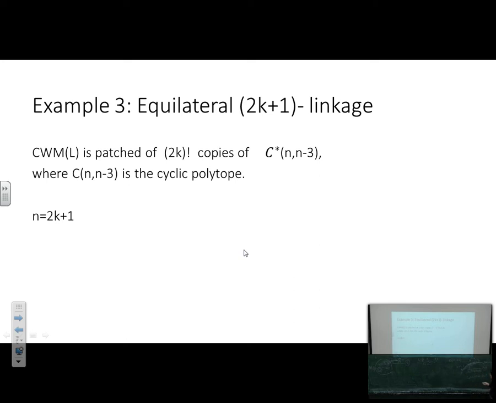It's not that difficult to prove. The claim is that if I take an equilateral linkage with an odd number of edges, then all the cells of maximal dimension have one and the same combinatorial structure, because everything is symmetric. Each cell's boundary is a combinatorial sphere, and the combinatorics of the boundary is exactly C*_n, dual to the cyclic polytope.